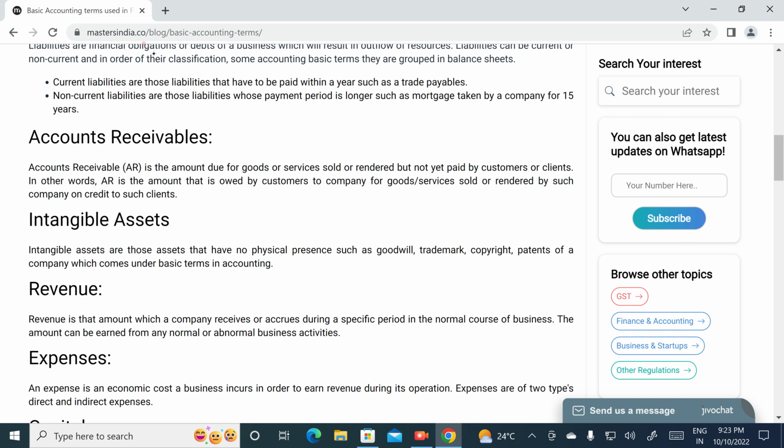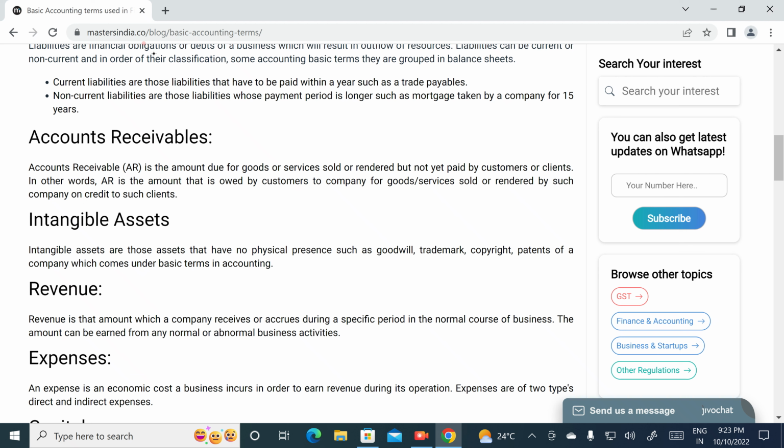So account receivable is the amount due for the goods or services sold or rendered but not yet paid by the customer or the client. The customer has not yet paid me. So she is my debtor, and this money which is about to be received is also my asset. So this is known as the account receivable.